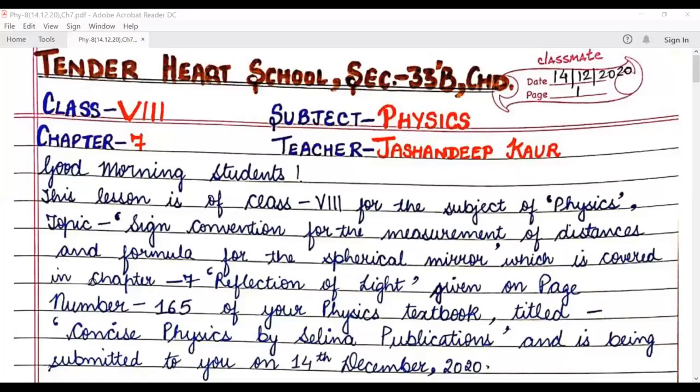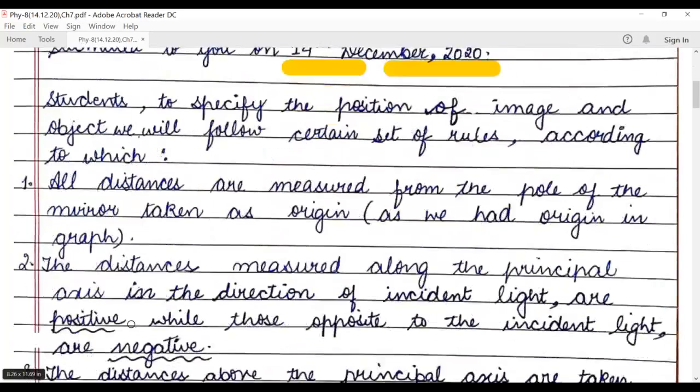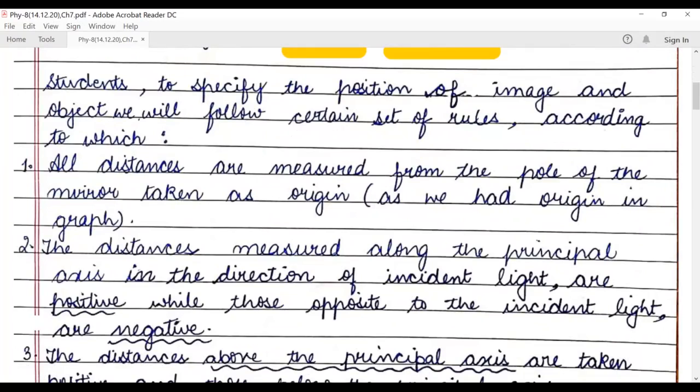Good morning, students. This lesson is of class 8th for the subject of physics, topic: sign convention for the measurement of distances and formula for the spherical mirror, which is covered in chapter 7, reflection of light, given on page number 165 of your physics textbook titled Concise Physics by Selena Publications, and is being submitted to you on 14th December 2020.